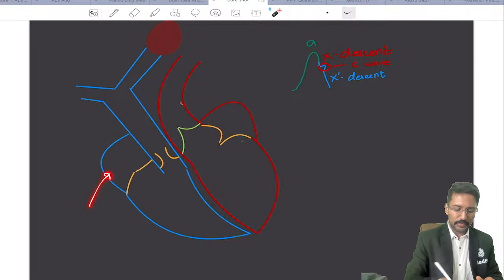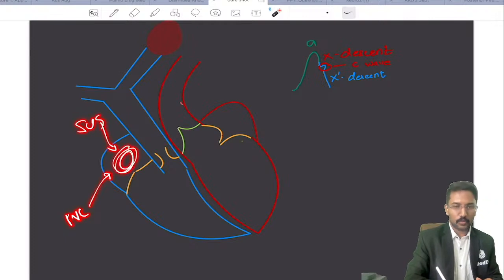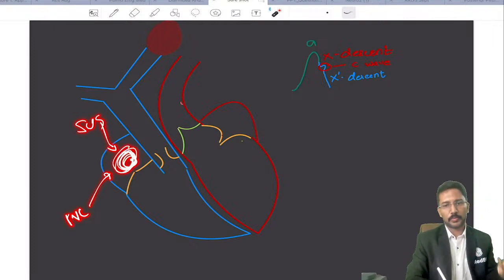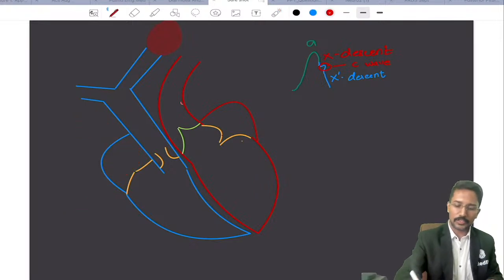Now atria is receiving blood from the superior and inferior vena cava, right? IVC and SVC, it is receiving blood. So atria is getting filled. What will happen to the pressure in the atria now? The pressure will start going up, right? What will that lead to? Filling of the right atrium. So this is what we call as venous filling, right?